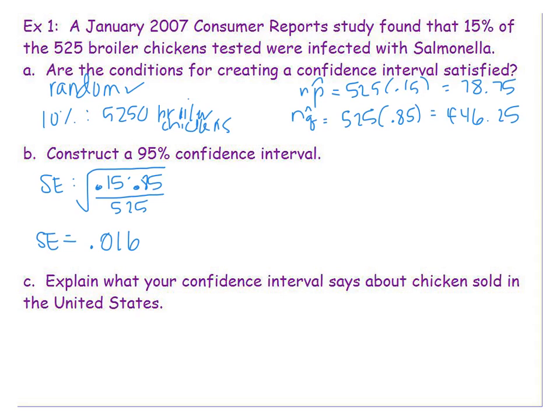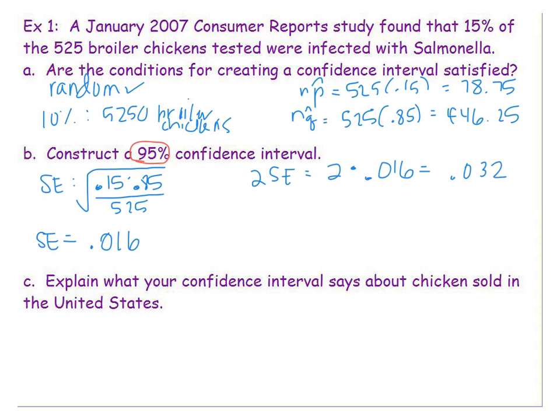Well, the key number here is a 95% confidence interval. So 95 always means 2 standard errors. So I need 2 standard errors, which means I need 2 times 0.016, which comes out to be 0.032. So that's our magic number.